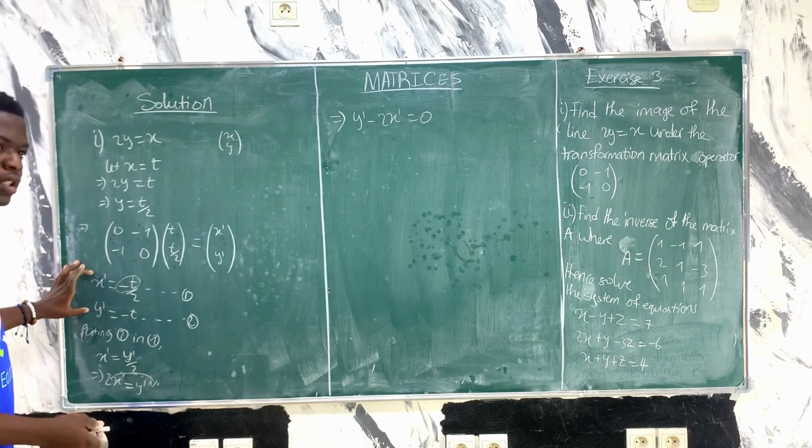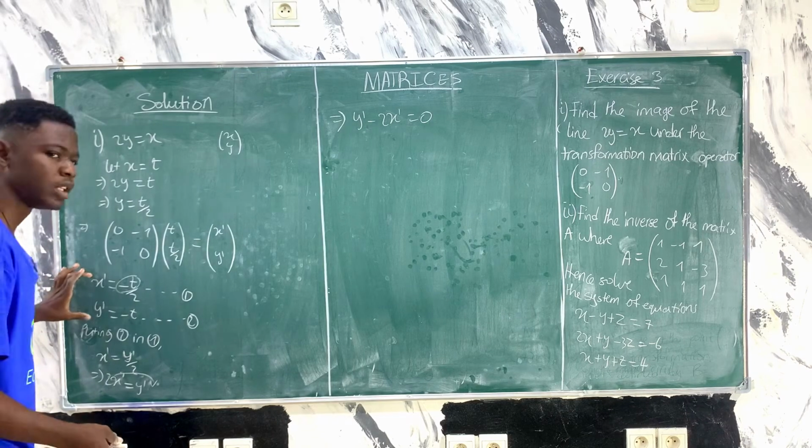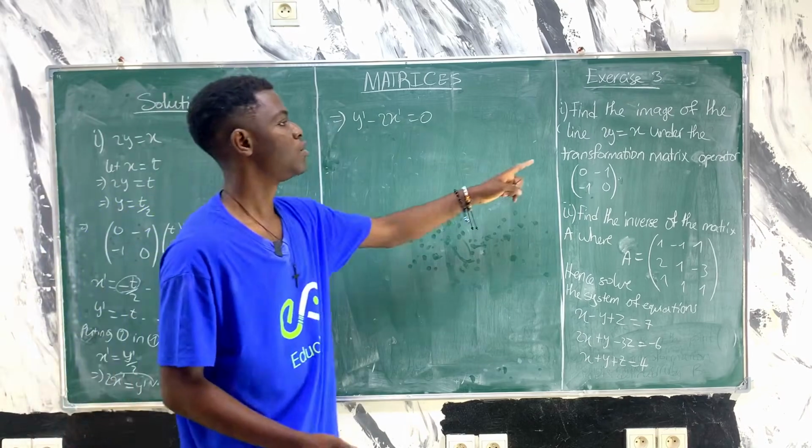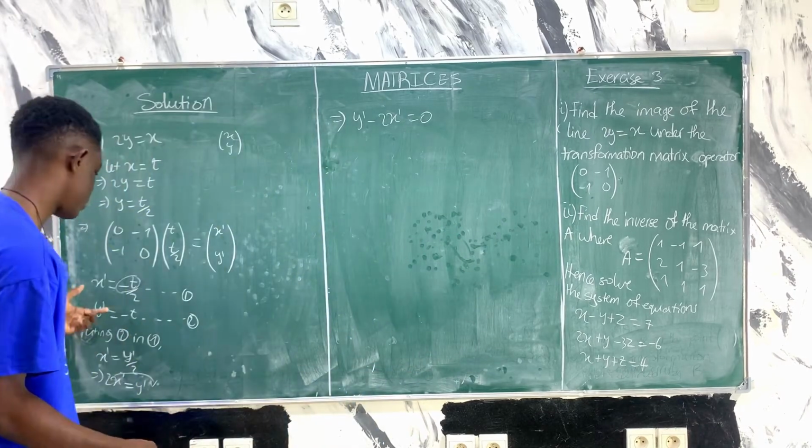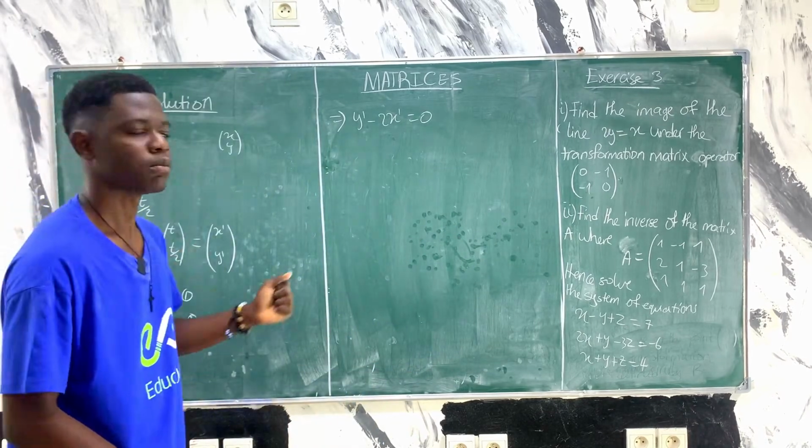So here, if you leave it like this, you'll be correct if they ask you to leave it in parametric form. But since they give you a line, you have to change it back from the parametric form to the linear form. And this is it.